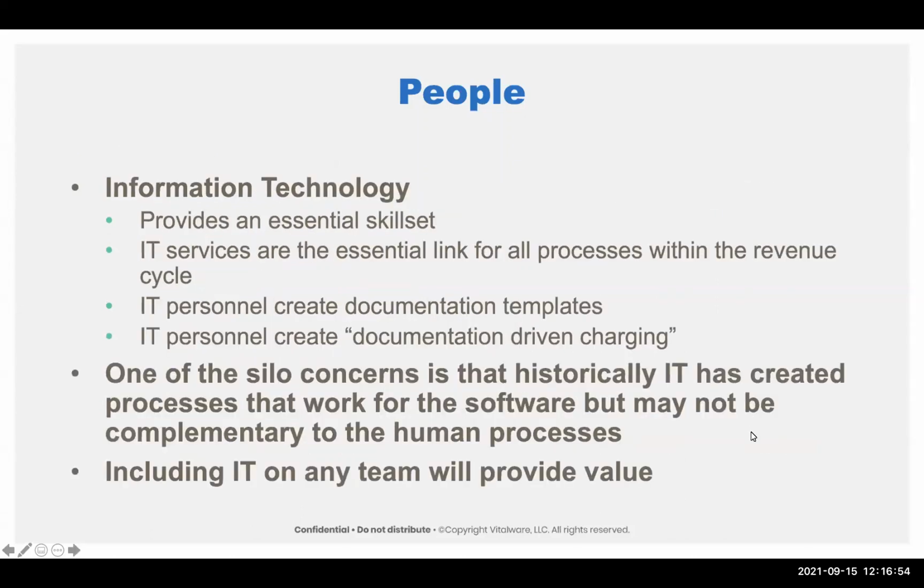Information technology is the essential skill set. It's the essential link for all the processes within revenue cycle. It creates documentation templates, right, wrong, or indifferent. And it creates document-driven charging, which is really the ultimate best practice: if I reach a certain threshold in documentation, it's going to charge. That documentation will be based on coding standards and quality outcomes.